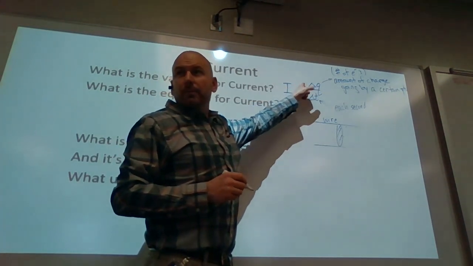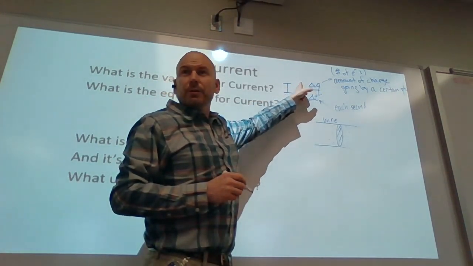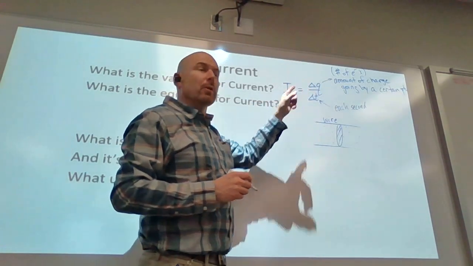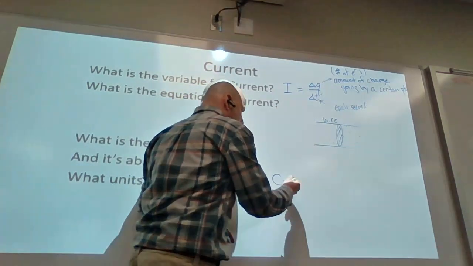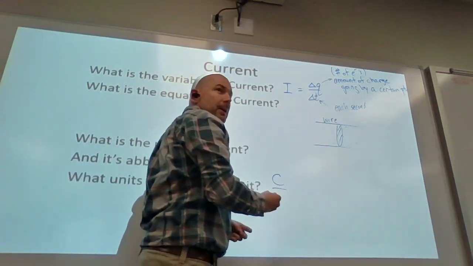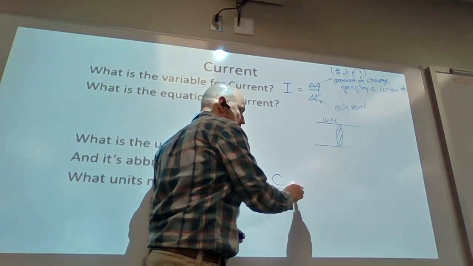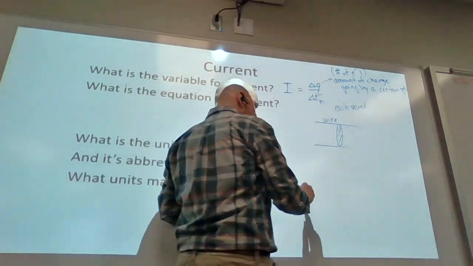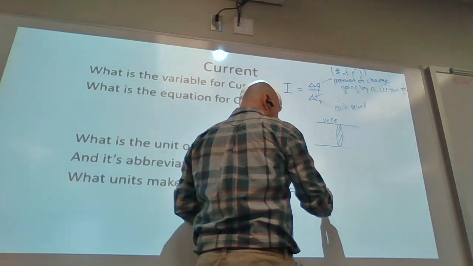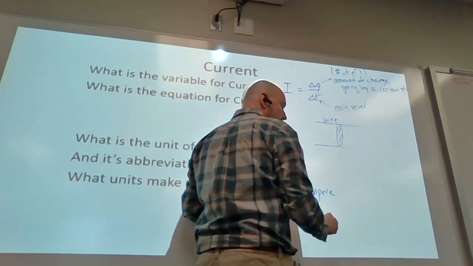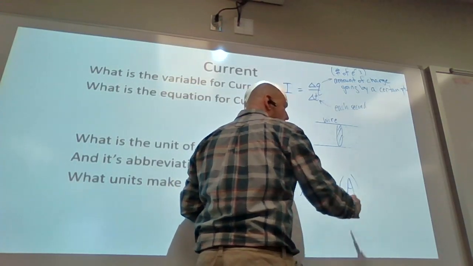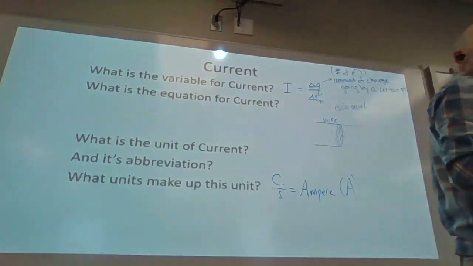That measures current. So the unit that makes up current, what do we measure Q in? Charge in coulombs. And we measure delta T in seconds. Coulombs per second is equal to an ampere. Okay. The symbol for that is a capital A.